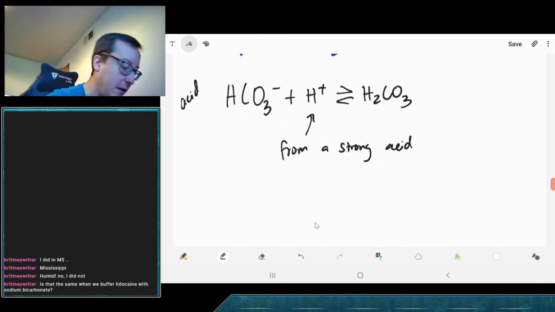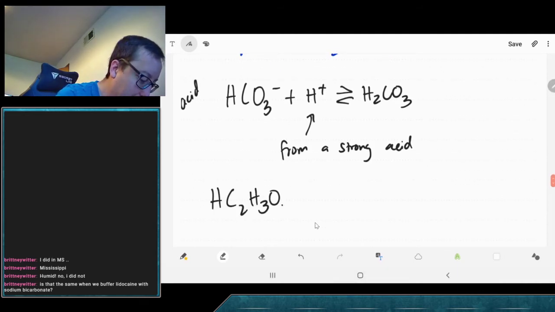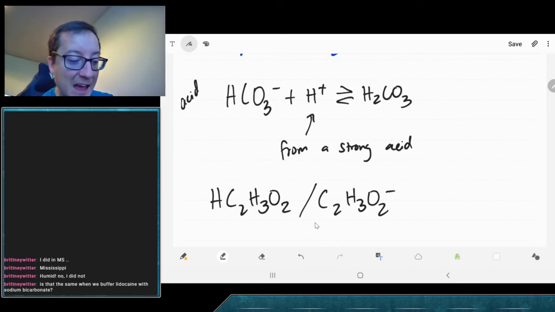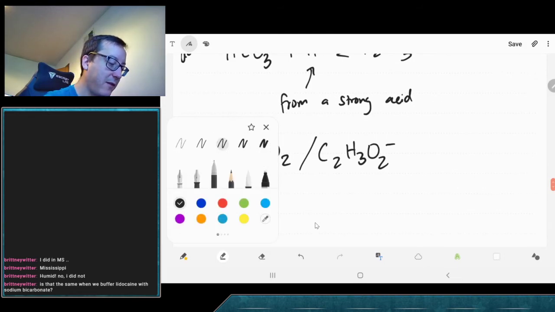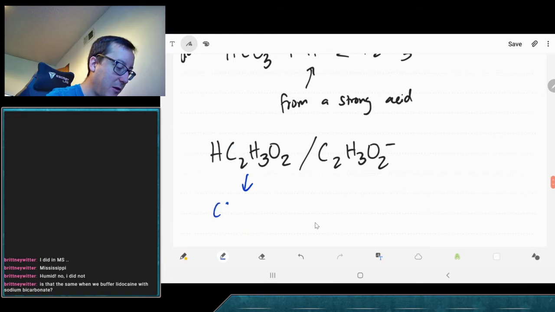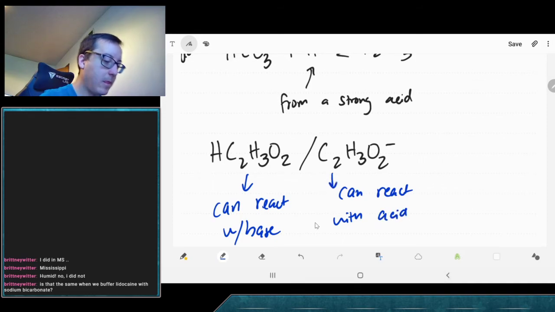And so, let's say we have a buffer made of acetic acid and acetate. This is a common one done in labs. If you have a mixture of these two, this one can react with base, and this one can react with acid. And by having those present there, when you add extra acid or base, you end up just populating the other side. So if you have a solution of acetic acid and acetate and you throw in some acid, all you will end up doing is converting that acetate into acetic acid. You're just giving it a proton.